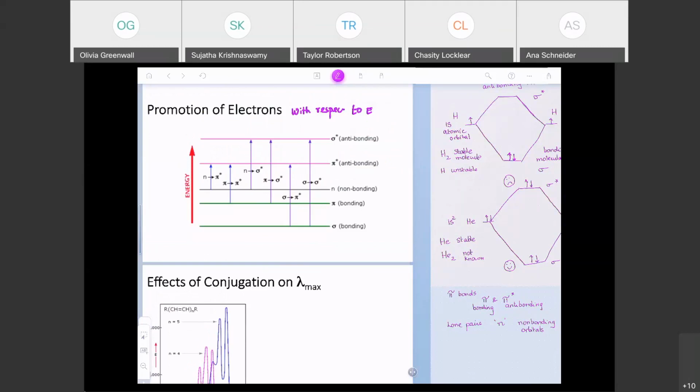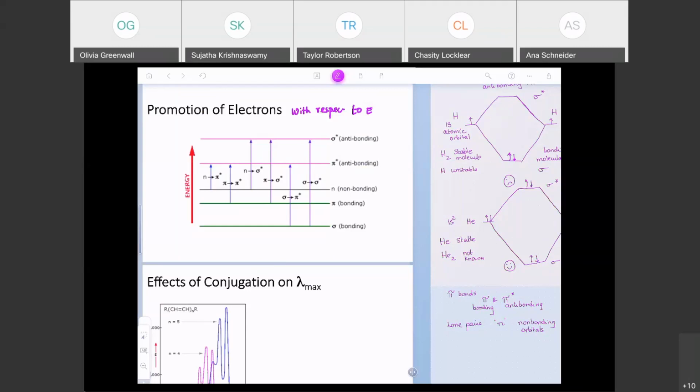Here are all your transitions. What that means is, let's say a molecule is hit by ultraviolet and visible light. It's going to have sigma electrons. Without sigma bonds, there are no molecules. All molecules contain sigma bonds. If there are pi bonds, you're going to have these pi bonding and pi star anti-bonding. If you got lone pairs, you're going to have these non-bonding orbitals, right? So depending on the makeup of this molecule, let's say you take a molecule which has sigma, pi, and non-bonding electrons, and you hit it with ultraviolet visible light.